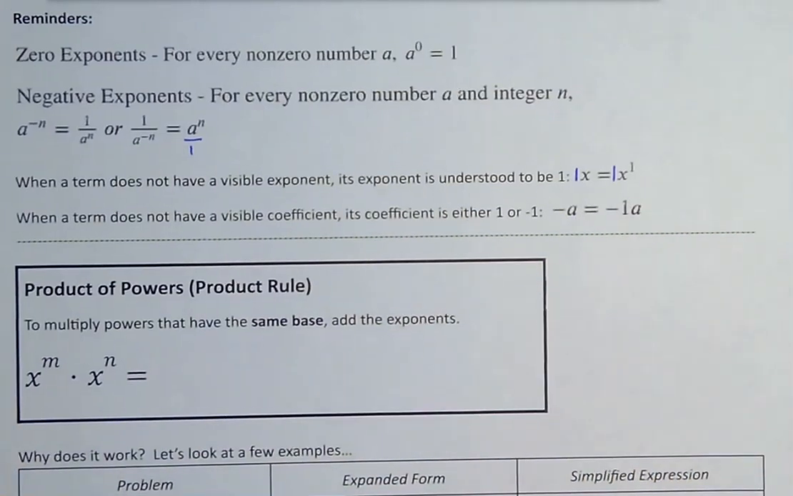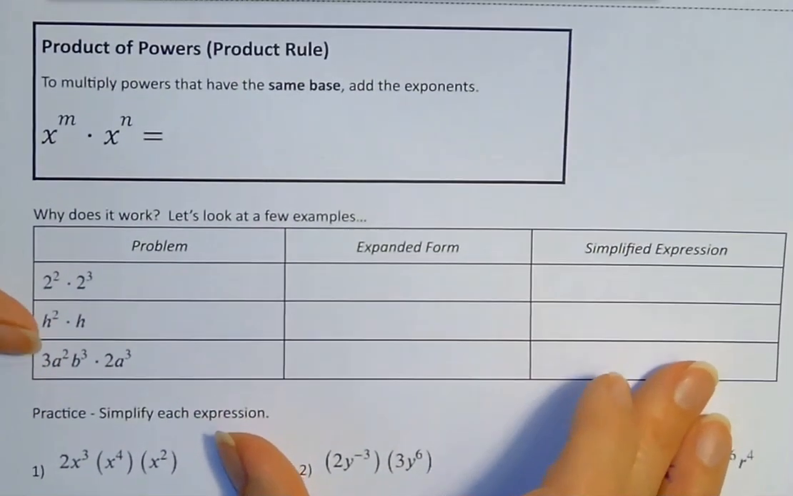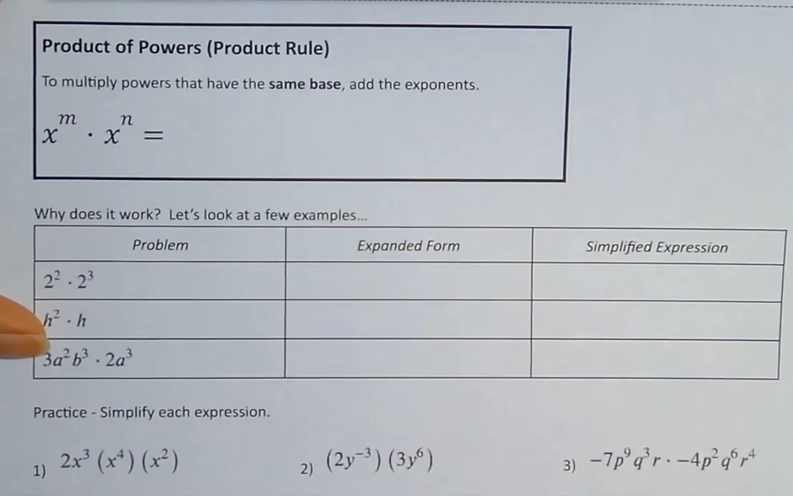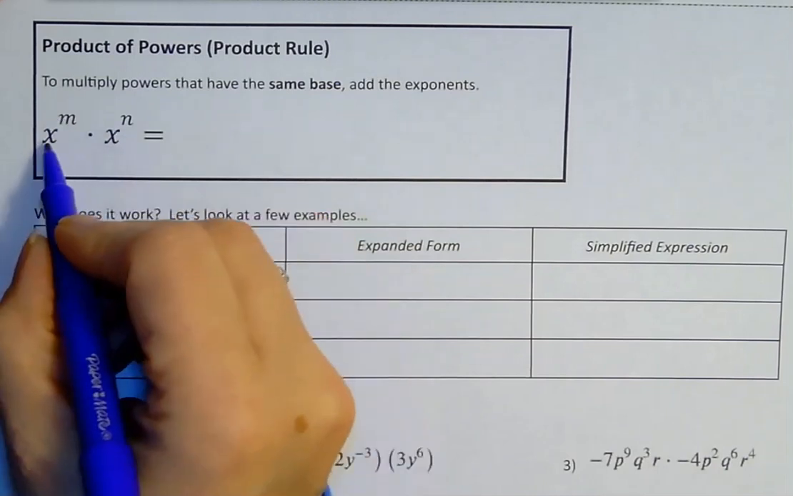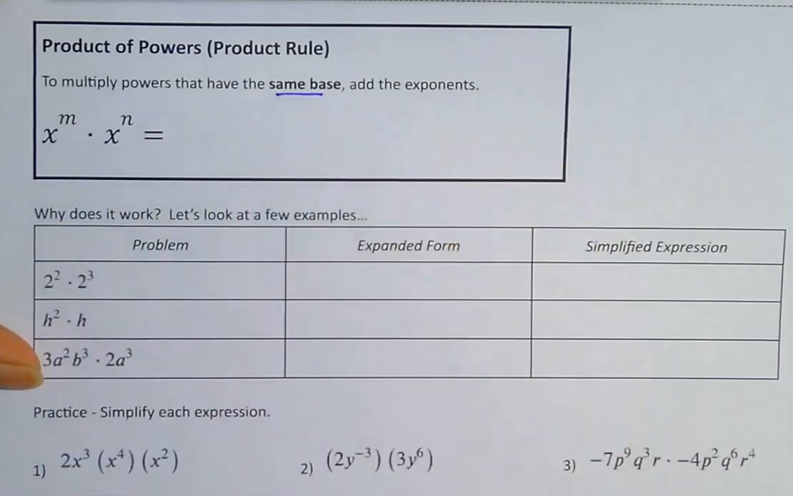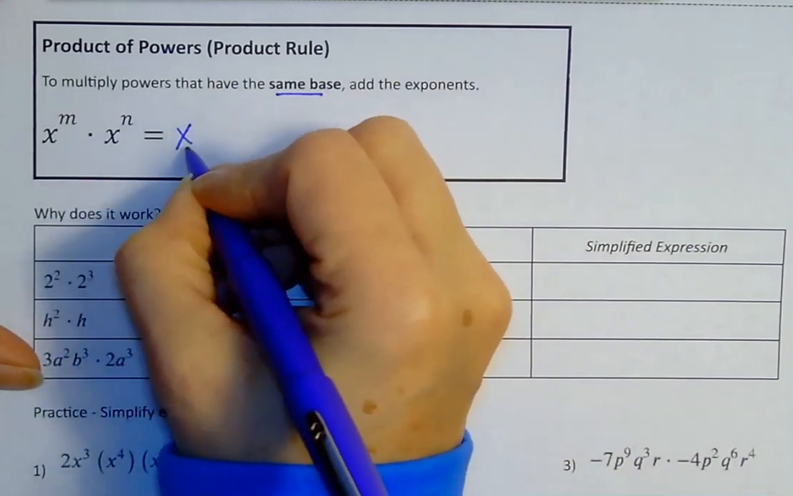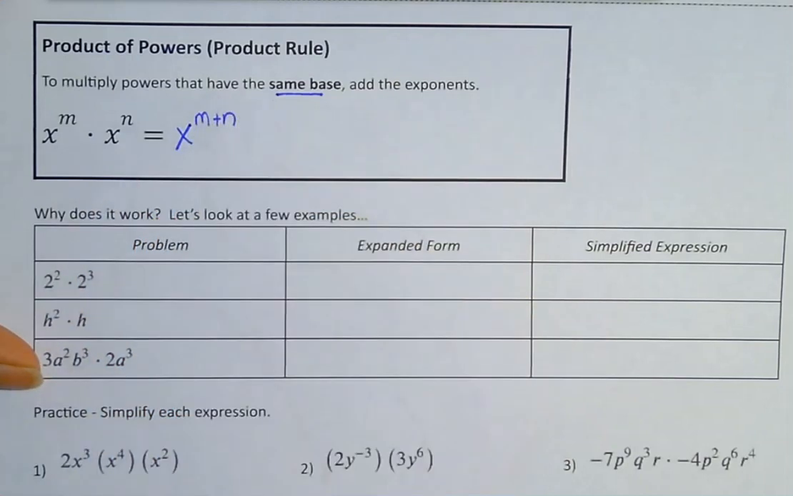All right, those are just some old-fashioned reminders that you have in your head somewhere. So we're going to start out with the product of powers. So we have x to the m times x to the n. Our base is exactly the same, it has to have the same base. If your base is the same, you solve this by adding the exponents. So I keep my base, my new exponent is m plus n.